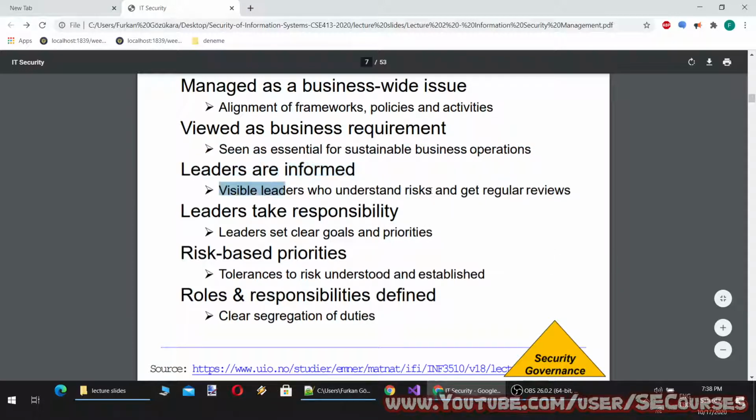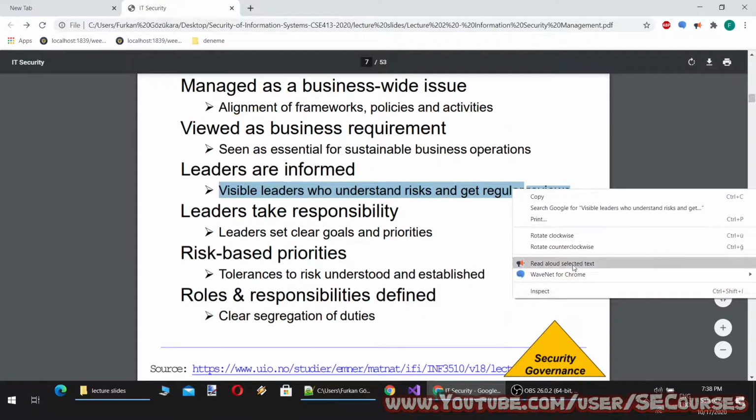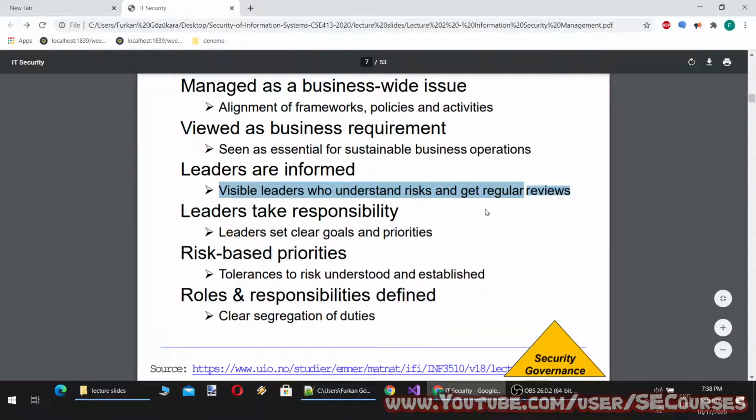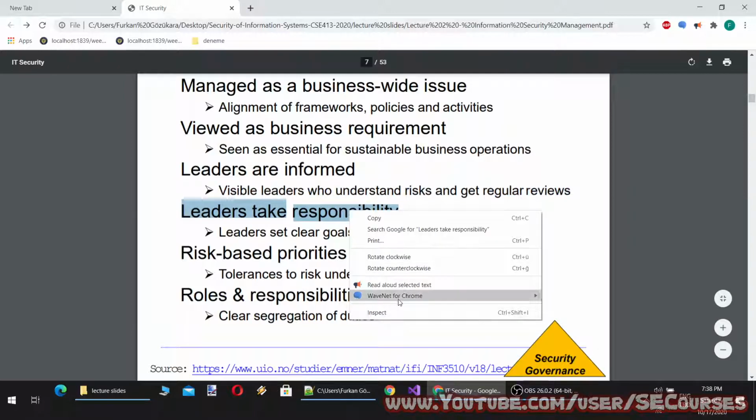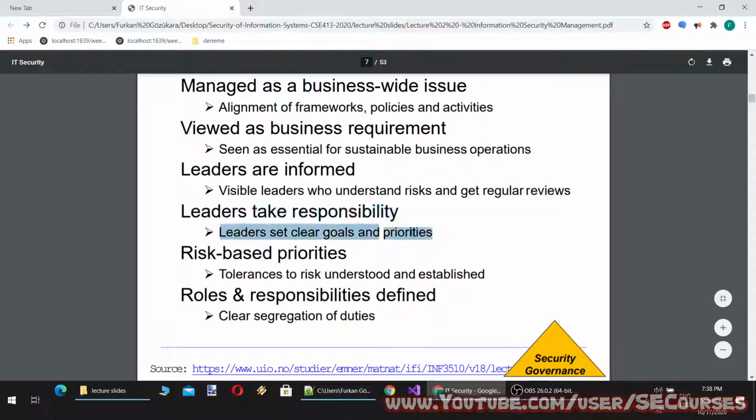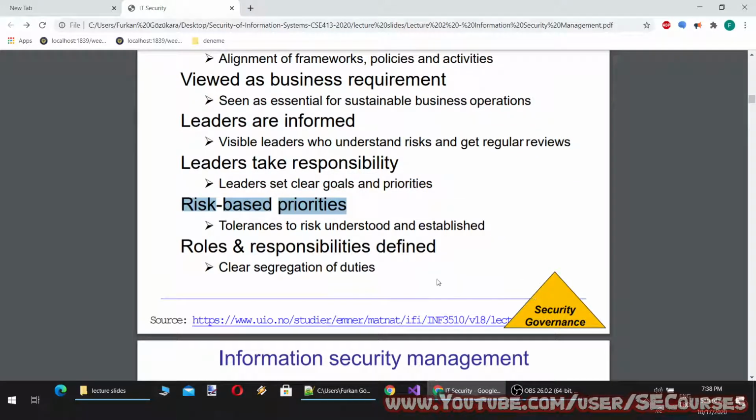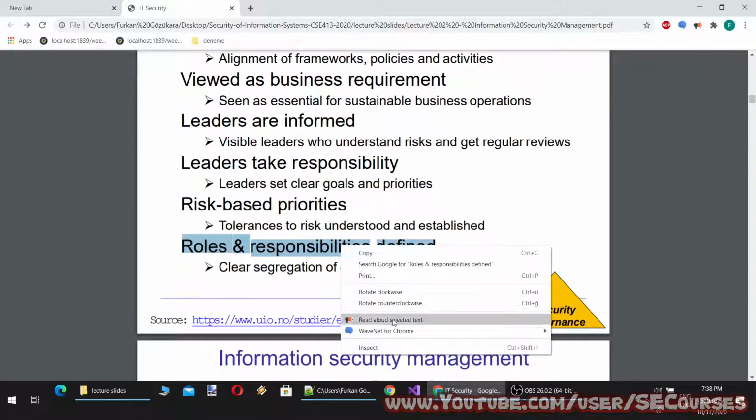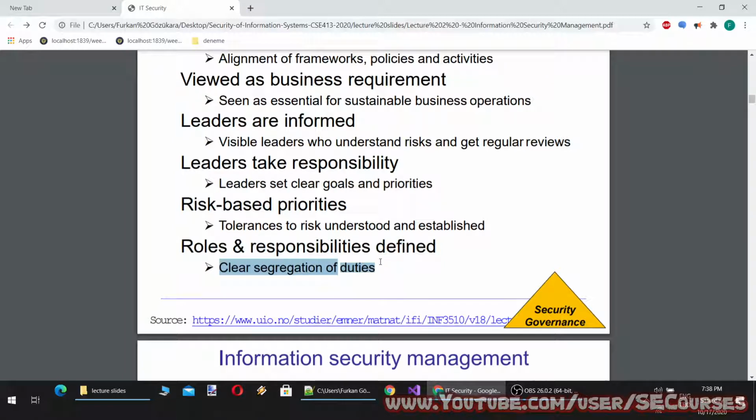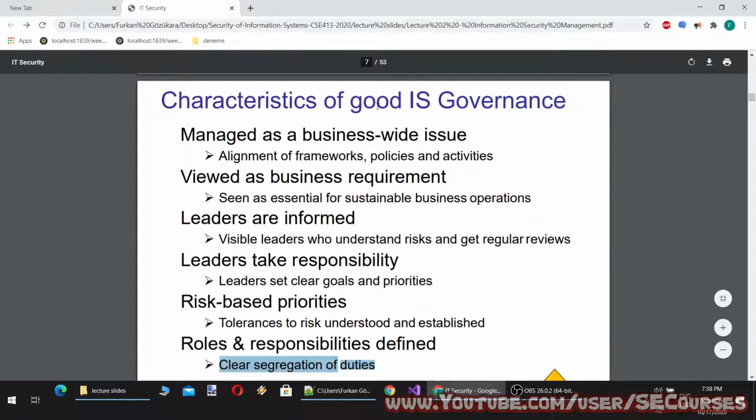Leaders are informed. Visible leaders who understand risks and get regular reviews. Leaders take responsibility. Leaders set clear goals and priorities. Risk-based priorities. Tolerances to risk understood and established. Roles and responsibilities defined. Clear segregation of duties. So these are the characteristics of good information security governance.